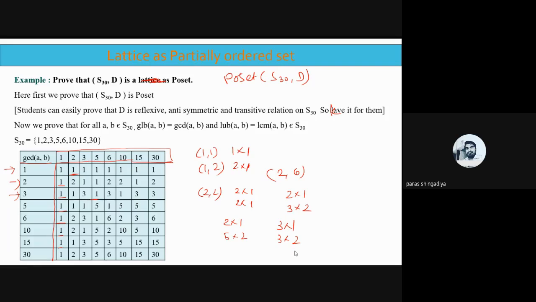Now 3 with 6, 3 into 1 and 3 into 2, so 3 is the common divisor, answer is 3. Now 3 with 10, there is no relation between 3 and 10, okay, 3 into 1, 10 into 1, 1 is the common divisor there, so answer is 1. 3 with 15, so 3 into 1, 5 into 3 is 15, so 3 is the common divisor. And then 3 with 30, so 3 into 1 and 10 into 3 is 30, so 3 is the answer, clear. So third row is also complete.